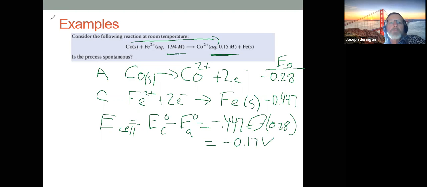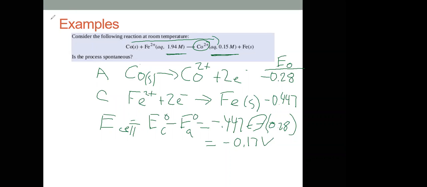Okay. So this reaction is not spontaneous under standard conditions. As written, it's not spontaneous. If you had cobalt 2+ and iron 0, then you would be going the other way, and you'd make it spontaneous. But as written, it's not spontaneous. All right, so Dr. Harrigan, that's negative? Yes. Okay, so they give you concentrations there.